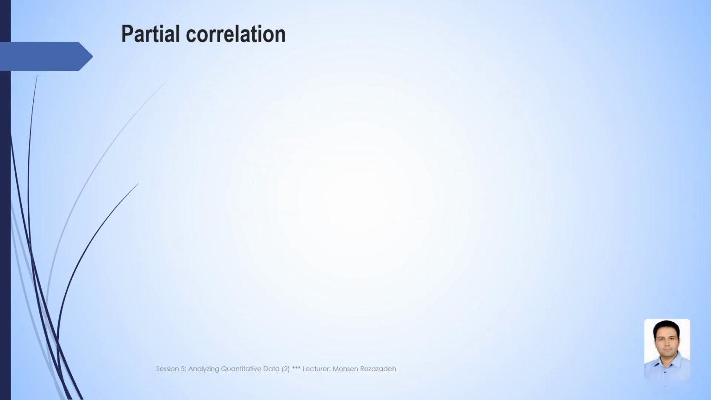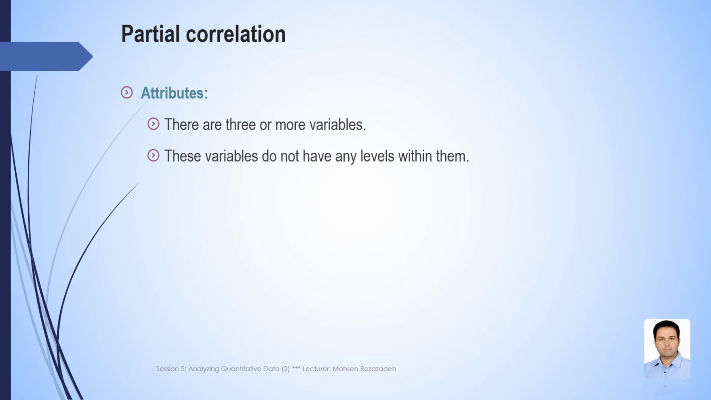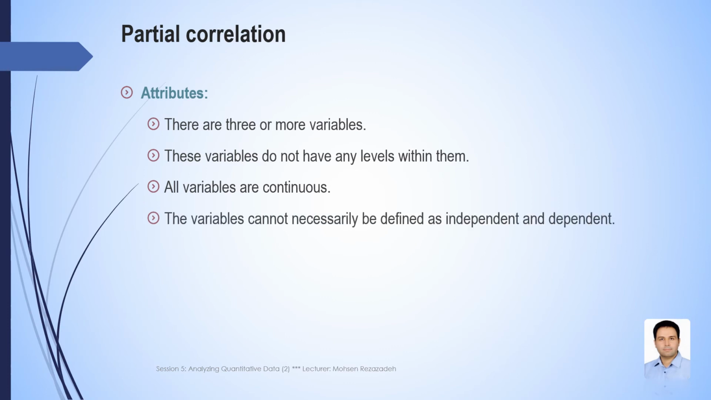Partial correlation has the following attributes. First is that there are 3 or more variables. You may factor out the influence of more than one variable at a time, of course. These variables do not have any levels within them, just like the previous correlation. All variables are continuous, and the variables cannot necessarily be defined as independent and dependent.